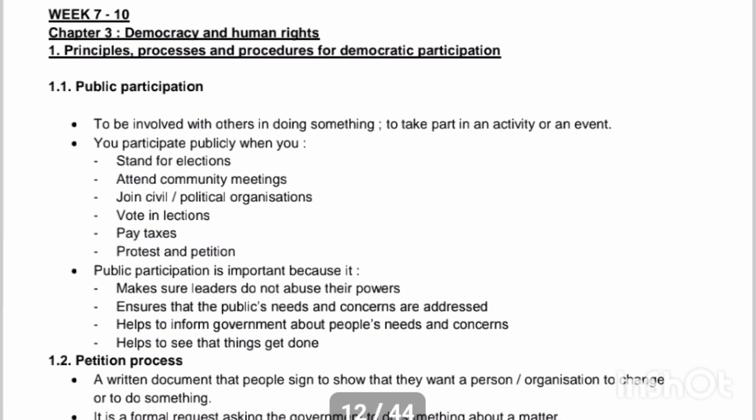It ensures that the public's needs and concerns are addressed, as with protest and petition, because you want things to be changed, you want your needs and concerns to be addressed, and you're going to hold community meetings, right? Those community meetings where you're going to discuss what is actually happening, what you want to see change. It helps to see that things get done. When you are participating publicly, it helps you to see what is actually done. If you're voting in elections, you are electing your leader, who is going to lead you, and you're going to pay the taxes, and you're going to see where your money goes, because everything is public and in the open.